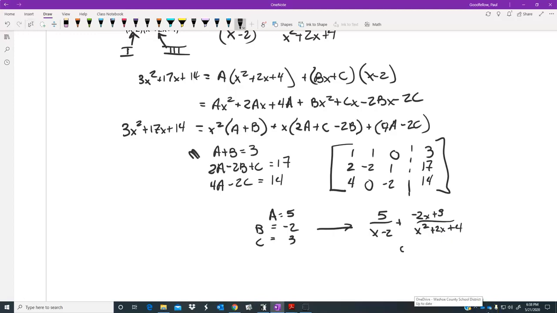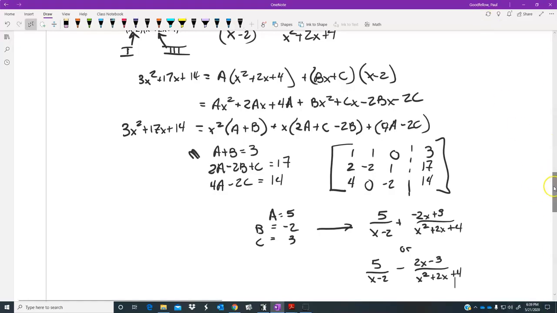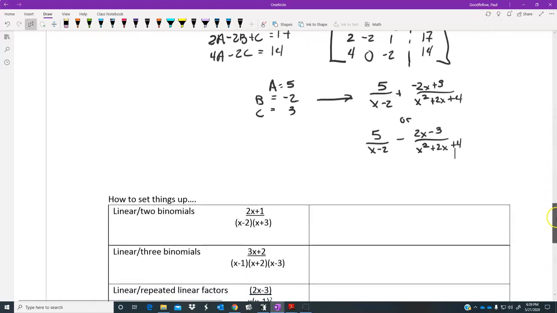If you wanted to write this one with a subtraction, just be careful that that subtraction would change here, but it would also change this one. It's like you're stealing a negative out. So you could have written it with a subtraction between the two, but it'd be 2x minus 3 over x squared plus 2x plus 4. And that would be the same equivalence, okay? So no big issues there, just pay attention to how MathXL is asking you to plug those pieces of information in, okay?